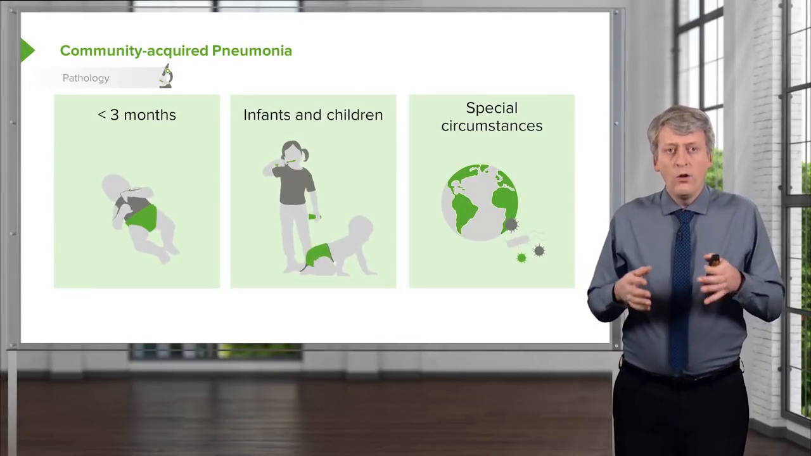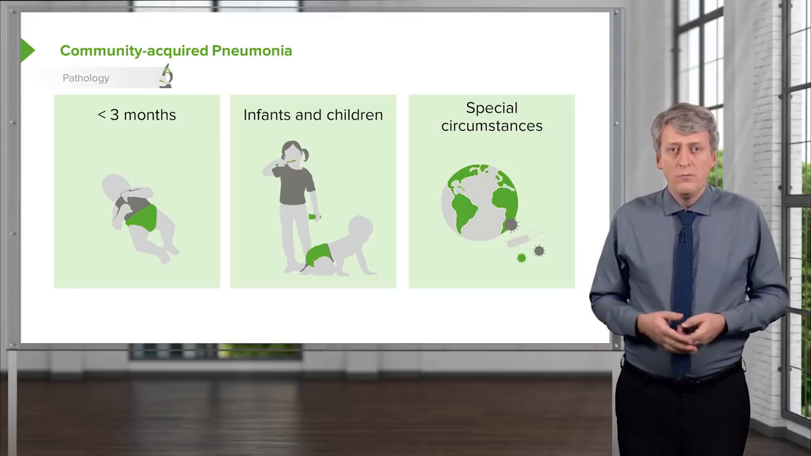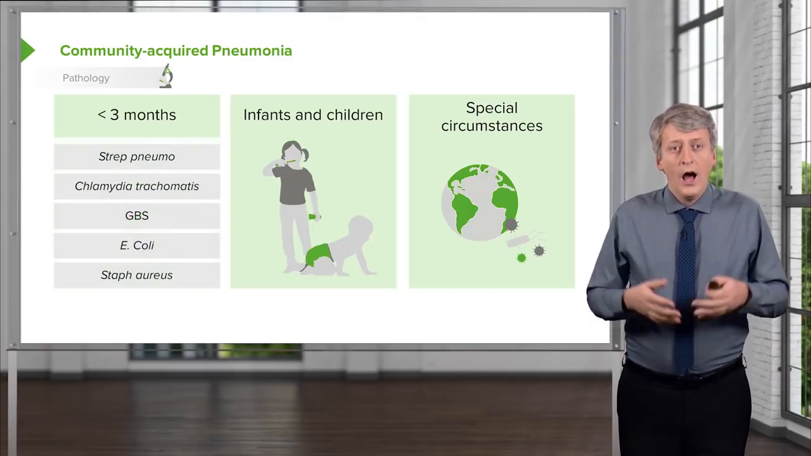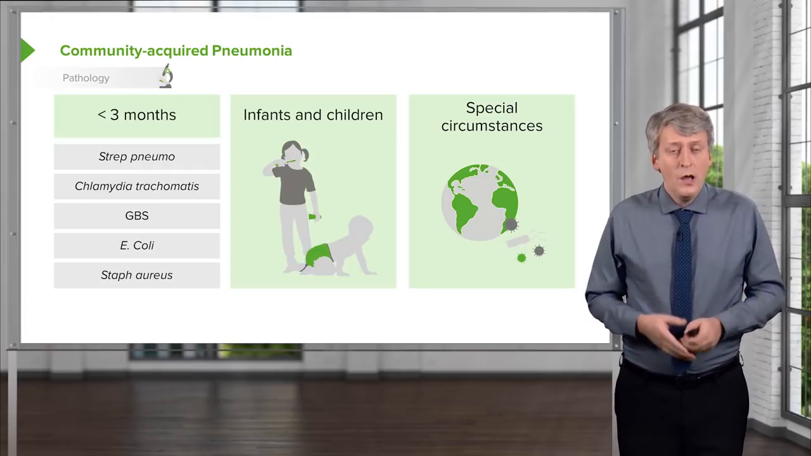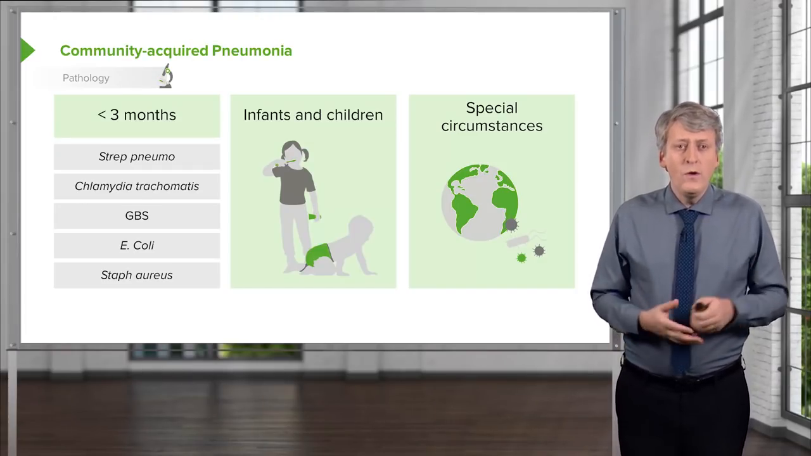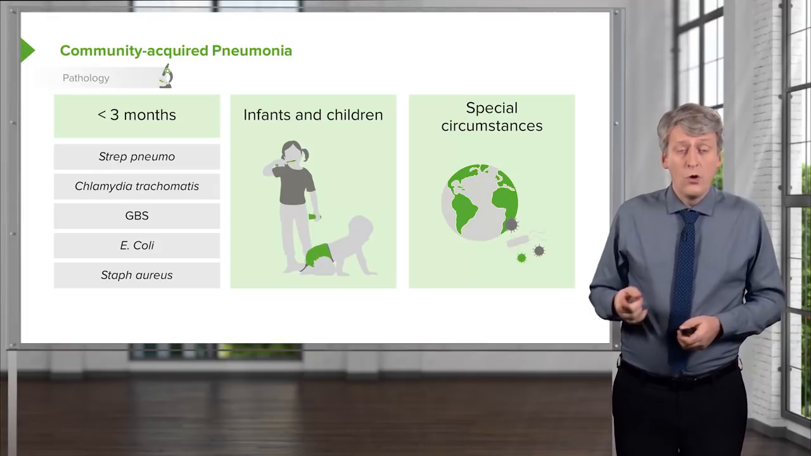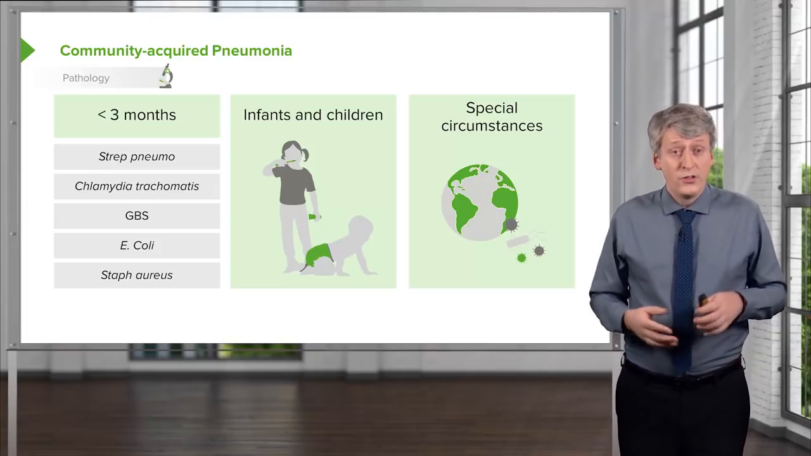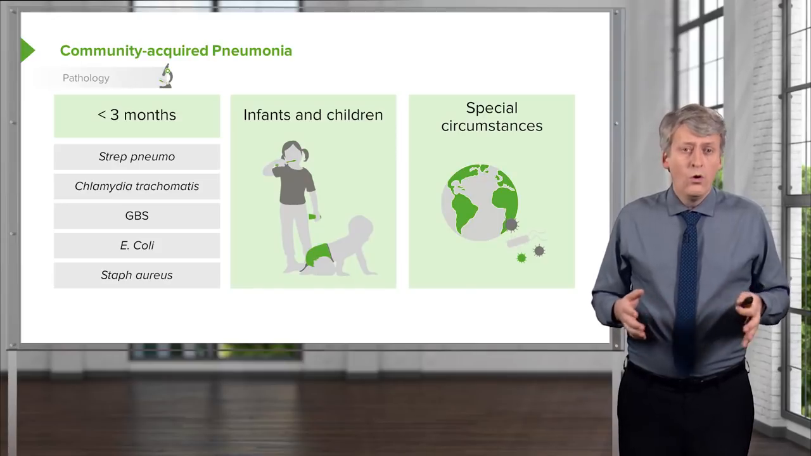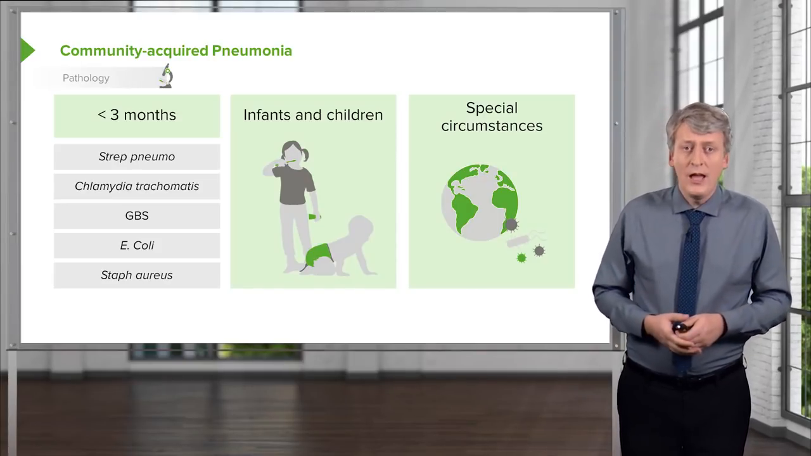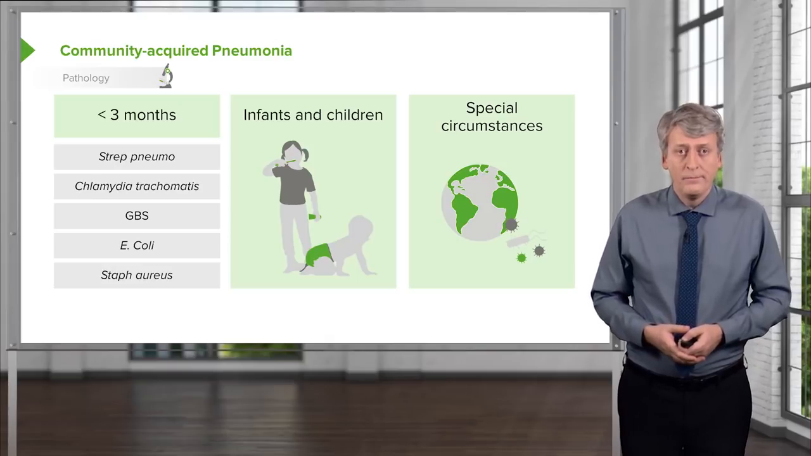So what are the organisms that are most likely to cause pneumonia in children? Well, under 3 months of age, it's still likely strep pneumo, but in those children who were just a few weeks of age, it could be chlamydia trachomatis from the mother. Also from the mother, it could be group B strep, or E. coli, or less common, but it can absolutely happen, is Staph aureus pneumonia.